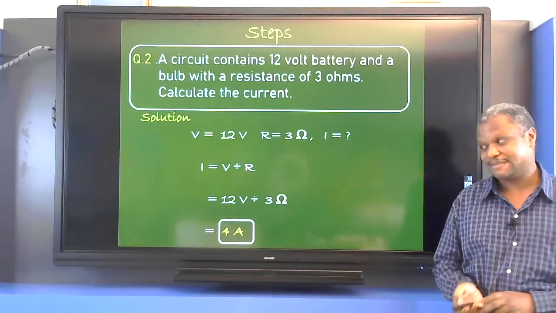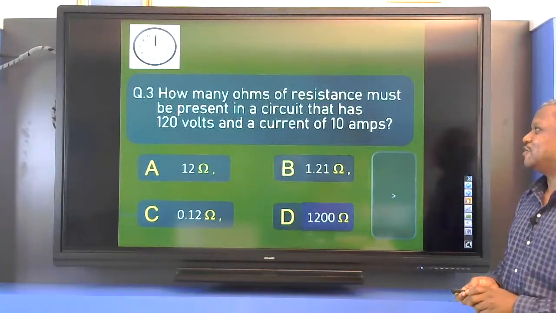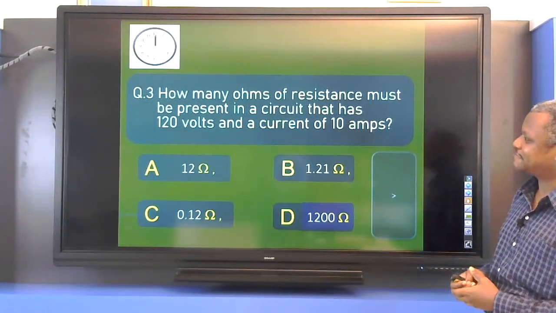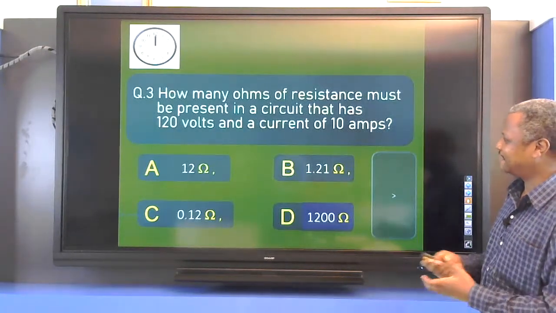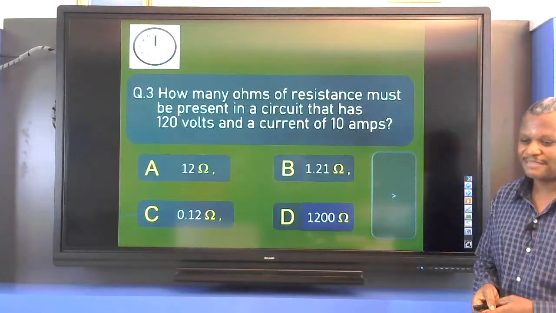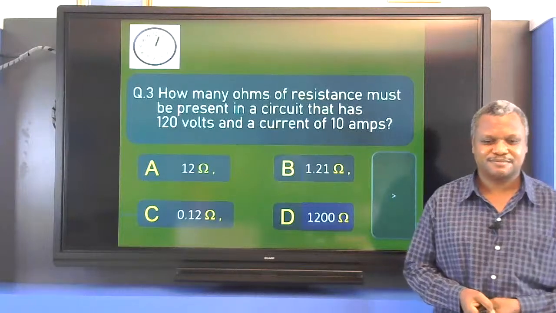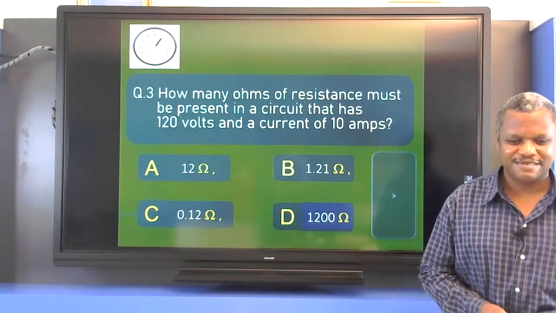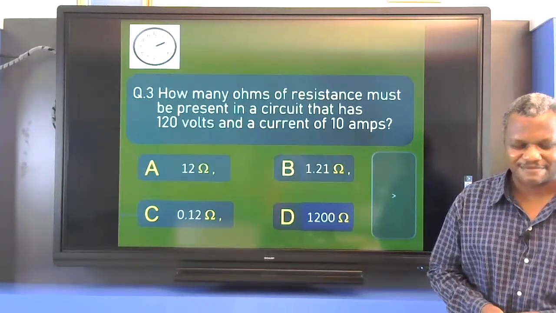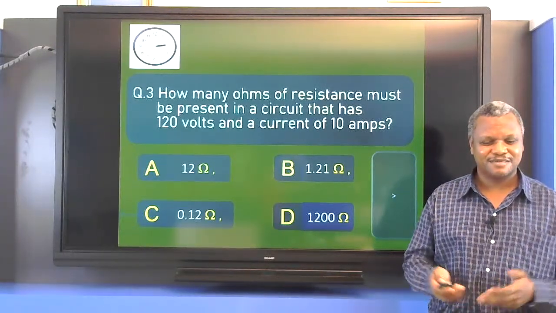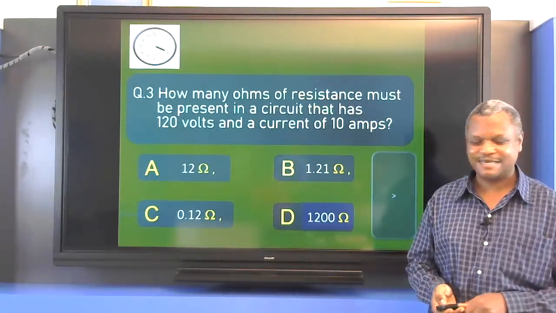Question number 3. How many ohms of resistance must be present in a circuit that has 120 volts and a current of 10 amperes? Timer begins now. 1 minute. Room 7, number 40, A. Room 7, number 8, A. Room 8, number 12. The answer is A.